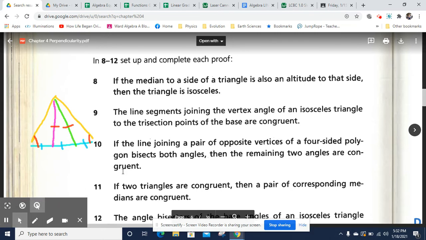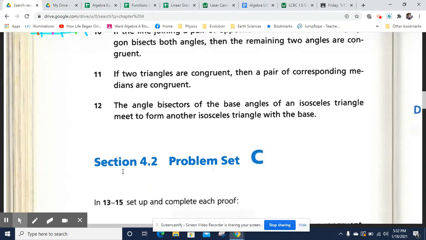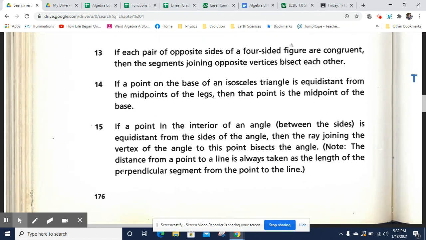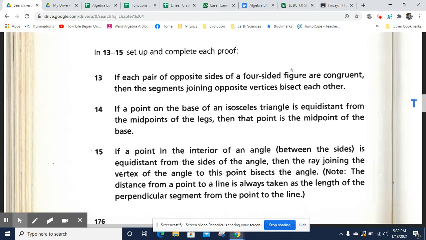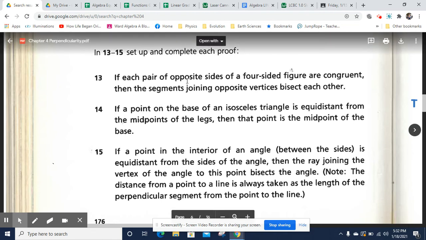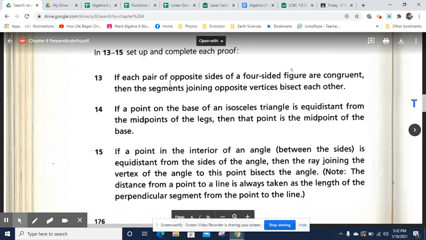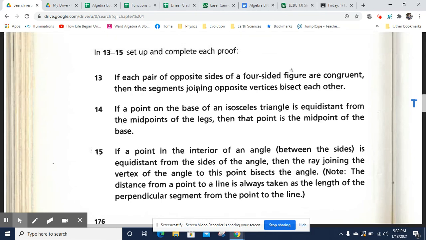Now let's take a look at set C. So in set C, you're going to have to pick one of these questions, 13 through 15, set it up and complete a proof. You have to draw it. So if each pair of the opposite sides of a 4-sided figure are congruent, that makes it a rhombus. Then the segments joining opposite vertices bisect each other.